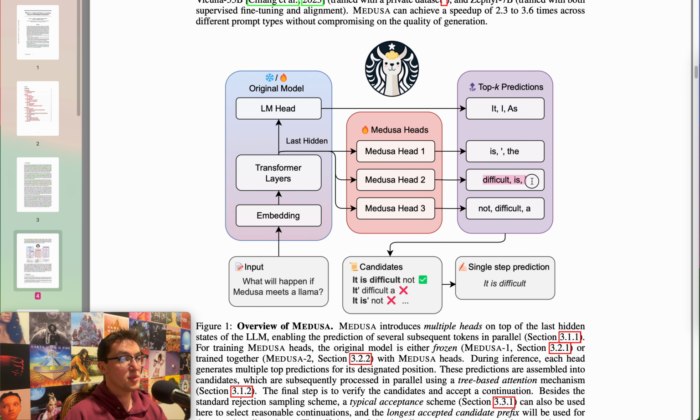This one, 3 time periods ahead. This one, 4 time periods ahead, right? And then, using all of these predictions, a combination of predictions, it creates candidate sequences. "It is difficult not." "It's difficult a." "It is not," right? And then they have a mechanism that chooses from among the candidates efficiently to pick "it is difficult," right?